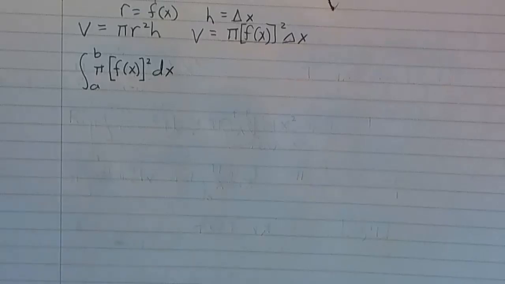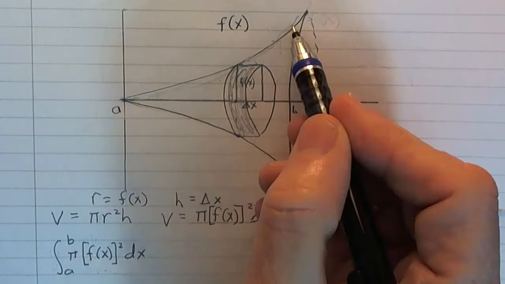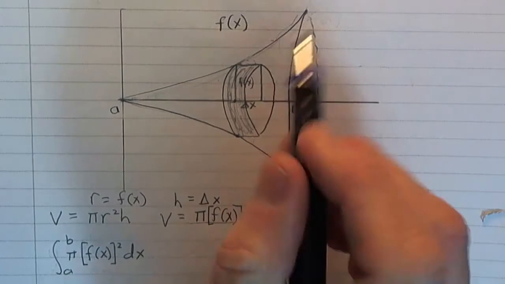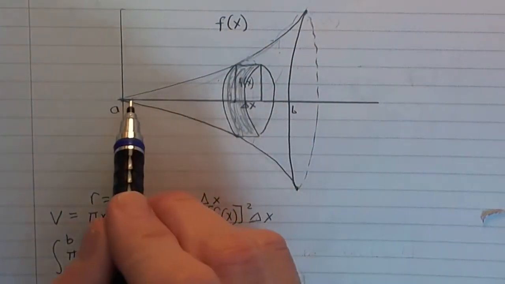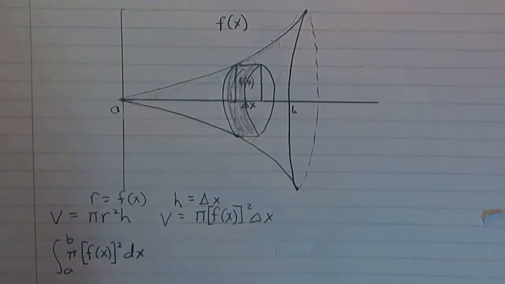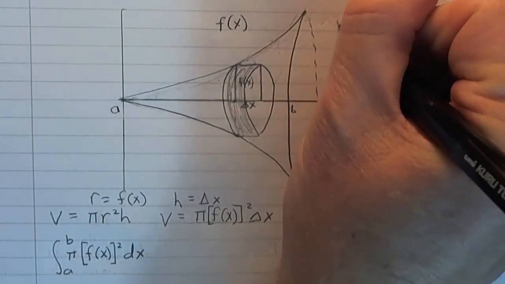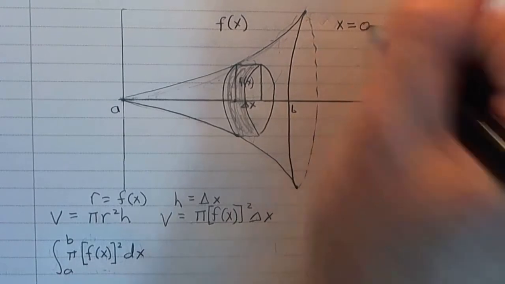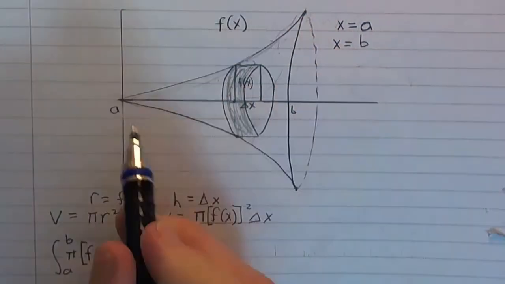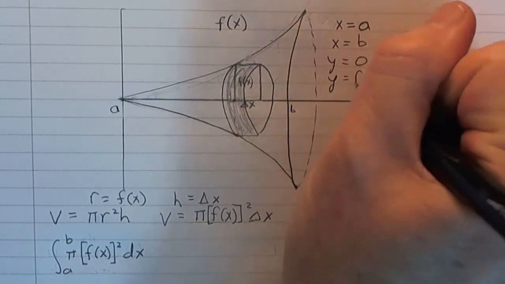Okay, so let's see how this would work. Now, up here, I talked about taking this curve and revolving it about the x-axis. But what I was doing was, it was understood that I was revolving this whole region about the x-axis because we were coming up with a volume. In other words, if I were to describe this region here, I would say it's the region bounded by x equals 0, x equals a, x equals b, y equals 0, and y equals f of x.